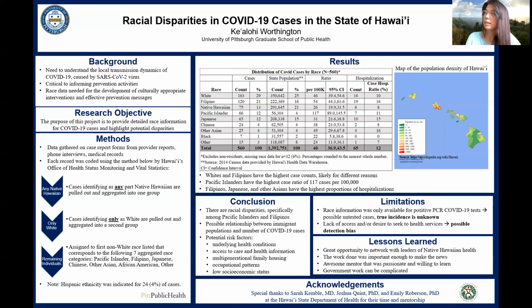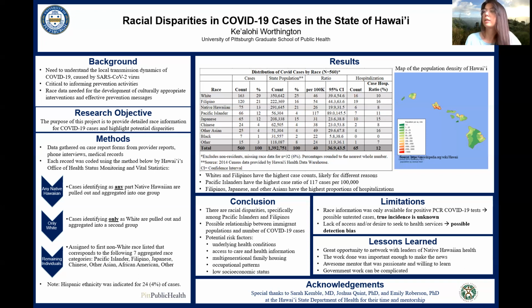Also, if you look at the top right-hand side, that's a map of the population density of Hawaii. So as you can see towards the middle where all the red is, it's where a lot of our population is located, on the island of Oahu, where there's a lot more resources, but there's a lot more people living on top of one another. And when you get to the outer islands, it's a lot more rural, but that also comes with issues with access to care and accessibility. Occupational patterns like essential workers, and then low socioeconomic status.